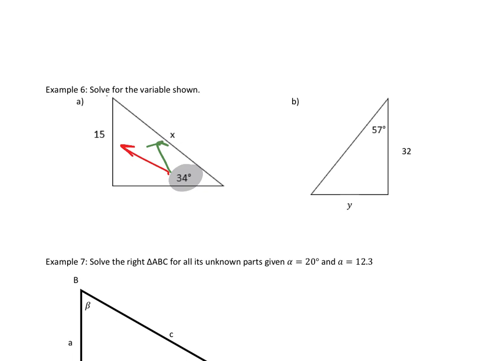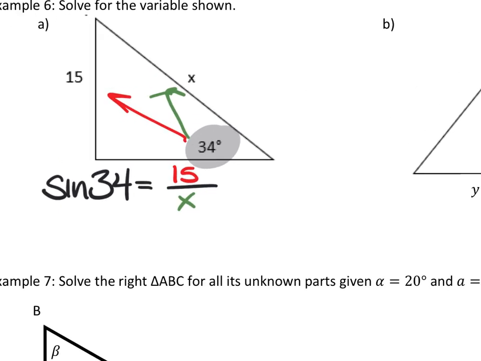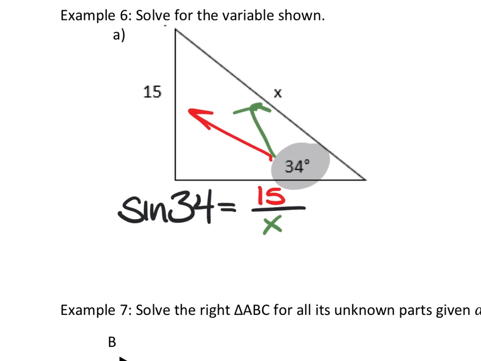Sine. So I can fill out the sine version of this. If I say sine of 34 is going to be equal to the opposite value divided by the hypotenuse value. That is an equation with one variable, which means I can solve for x. To solve for x here, technically you'd multiply by x on both sides. Sine of 34 times x equal to 15. And then to get the x by itself, what would you divide both sides by?